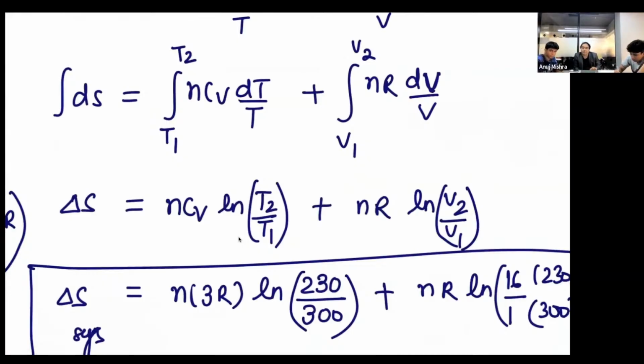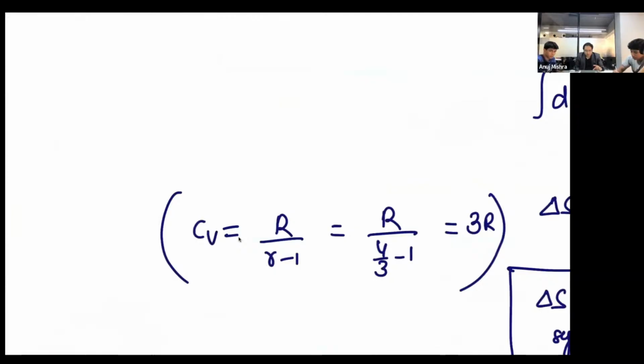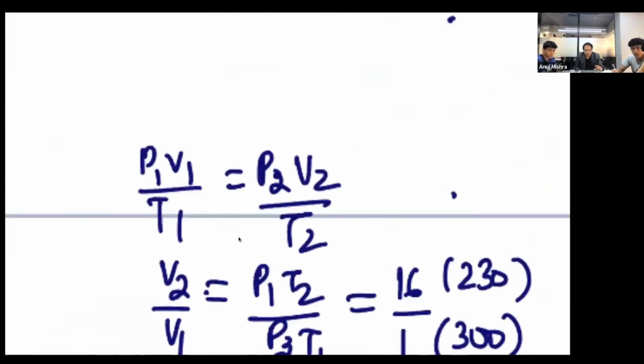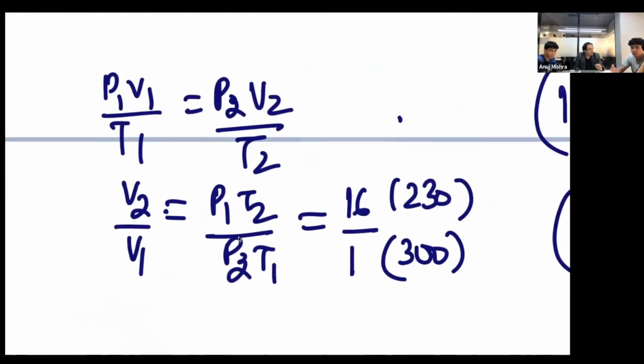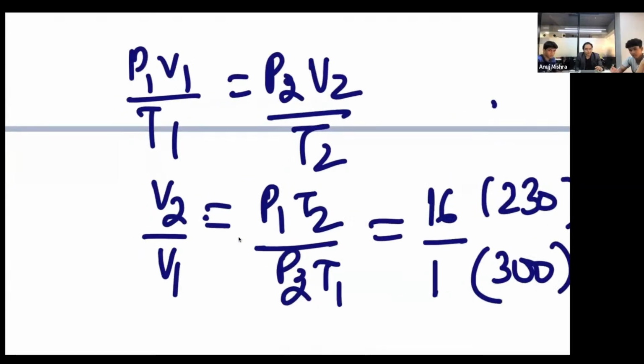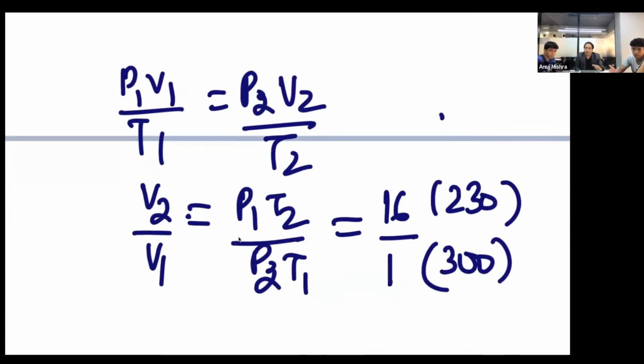Now, how will you solve V2 upon V1? P1 V1 upon T1 is P2 V2 upon T2. Right? Why? P1 V1 upon R T1 is n, and P2 V2 upon R T2 is n. Moles are not changing, moles are the same. So since your moles are the same, then you can use this formula.